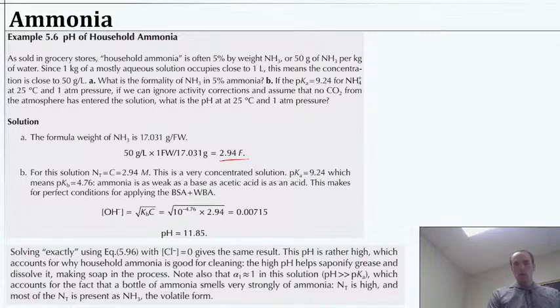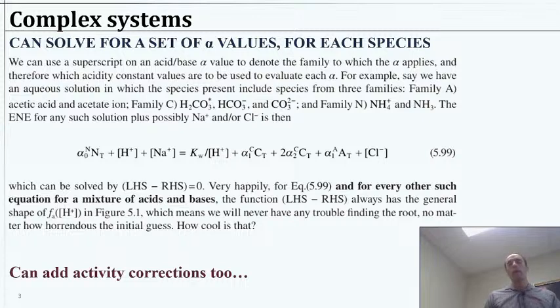Okay. So I think that's about all I wanted to say for that. One other thing to add in here is we can set up a suite of these alpha values if we had a complex situation. So if we had, for example, family A for acetic acid and the acetate ion, family C for the carbonate system, and family N for the ammonia system, then we can set up an electroneutrality equation for all of this and simply label our alpha fractions individually, right? So alpha 0 for the ammonia system, alpha 1 with the carbonate, alpha 2 with the carbonate, alpha 1 with the acetic acid. So we could put all of that into place and make a larger system.